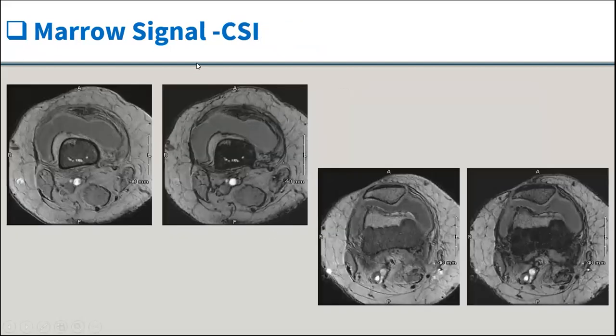Well, before you move to diffusion in these cases, you've got to look at chemical shift imaging. And a lot of people, including myself, have published a bunch of stuff on this. But basically, if the marrow becomes dark on out of phase relative to in phase, you're good. It's benign marrow. And this is T1 CSI.